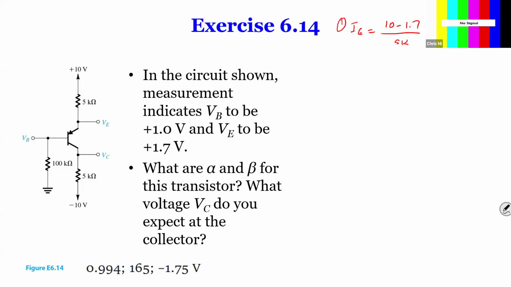Now I verbally said it, but I didn't actually do it: because VE is 1.7 and VB is 1, the difference is 0.7, which means this transistor is either active or in saturation, right? So it's conductive. In reality, you might have to verify that. Okay, so we found VE, we found IE. Now I want to assume it's in active mode. Again, we make this assumption now, and later on we have to verify.